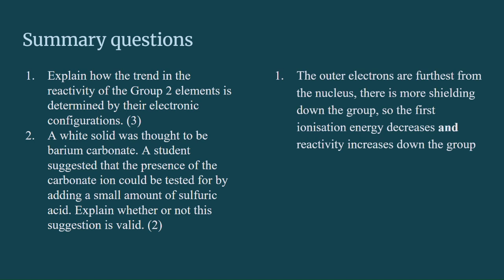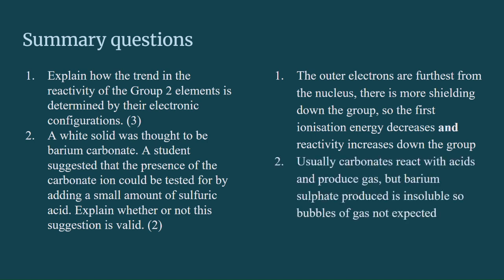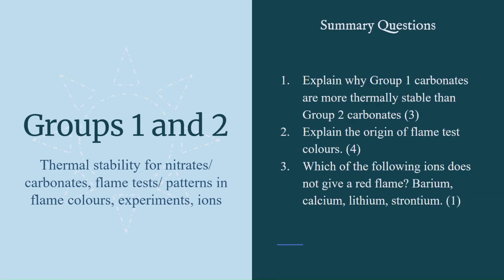1. The outer electrons are furthest from the nucleus. There is more shielding down the group, so the first ionization energy decreases and reactivity increases down the group. Oh, I forgot to tell you, you should pause if you want to answer them. And 2. Usually carbonates react with acids and produce gas, but barium sulfate is insoluble, so the bubbles of gas aren't expected because of the ions and stuff.